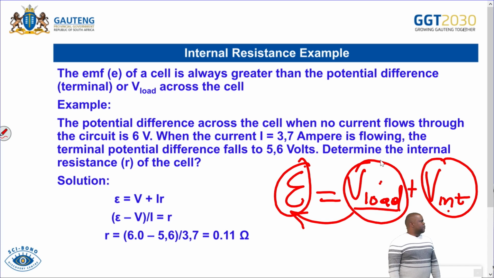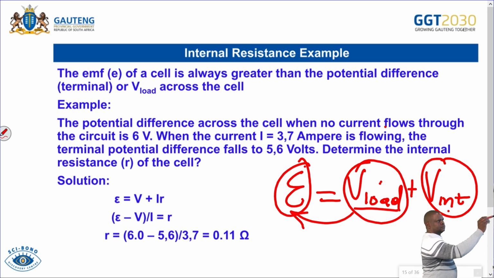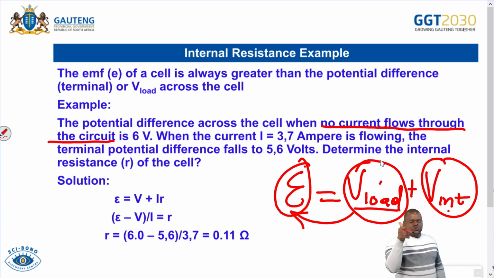The example says the potential difference across the cell when no current flows through the cell is 6 volts. Are we together? They said no current is flowing through the circuit. That means the switch is open. The current can only flow when the switch is closed. Are we together, grade 11s?